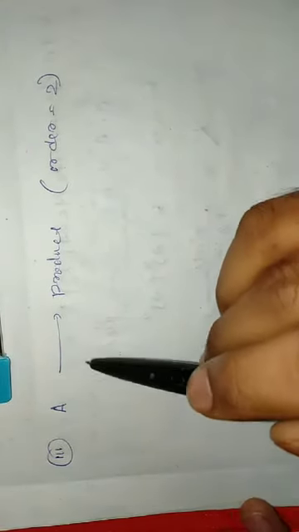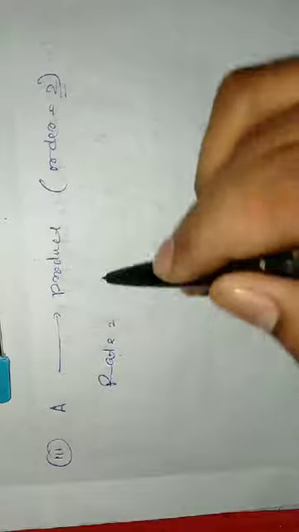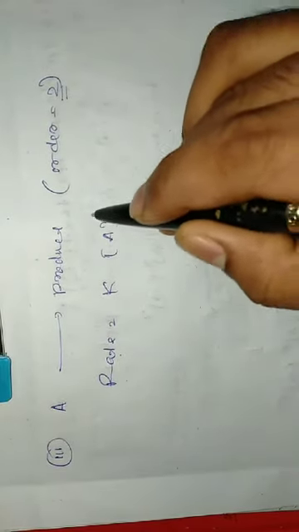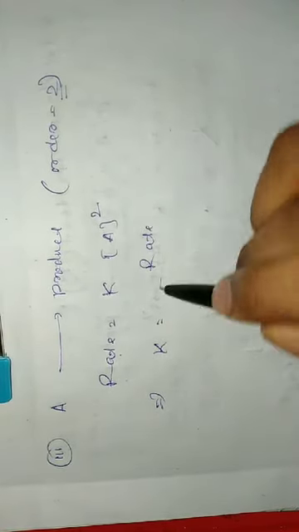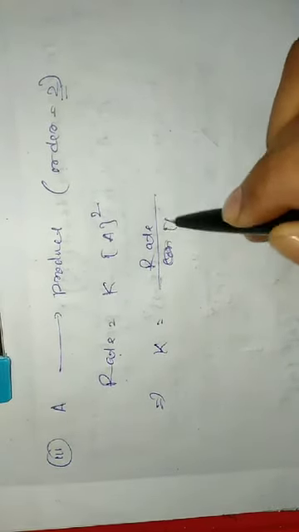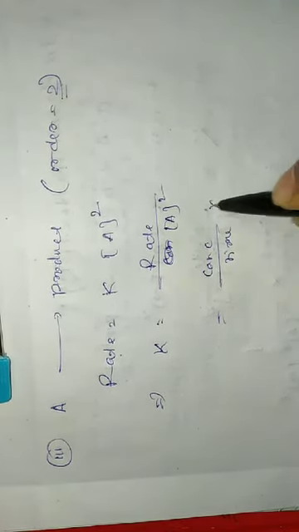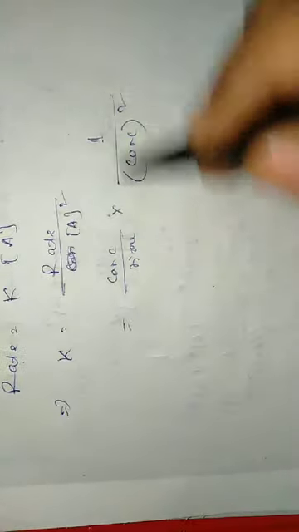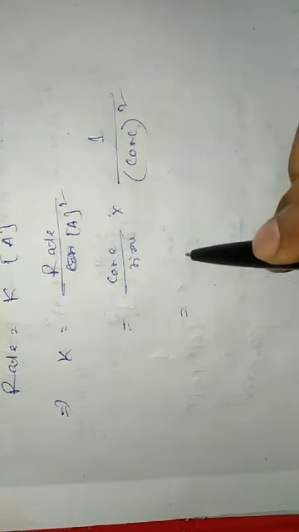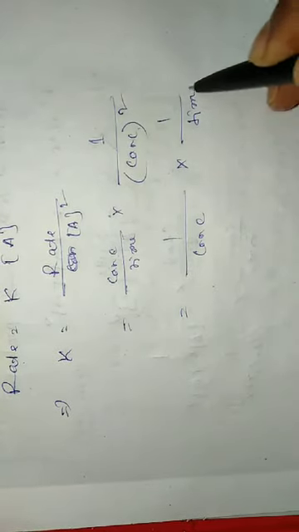First order. Let us consider one more reaction. This is the reaction. Suppose the order for this reaction is second order. Then rate equal to k into concentration of A to the power how many? 2. Then k equals rate divided by concentration of A to the power 2. Rate equals concentration divided by time, and 1 by concentration of A gives concentration squared. One concentration cancels top and bottom. Then it is finally 1 by concentration into 1 by time.